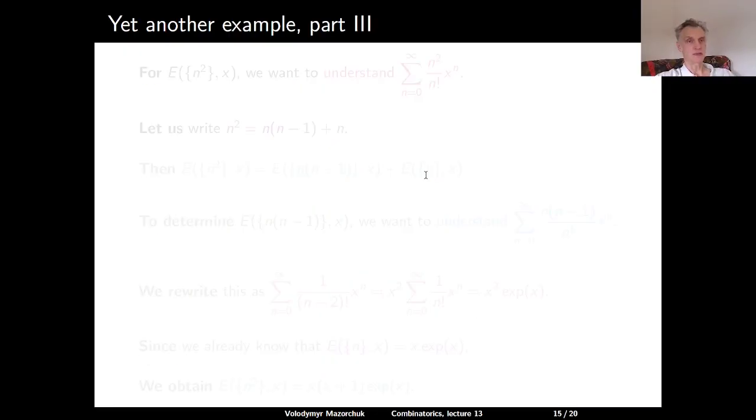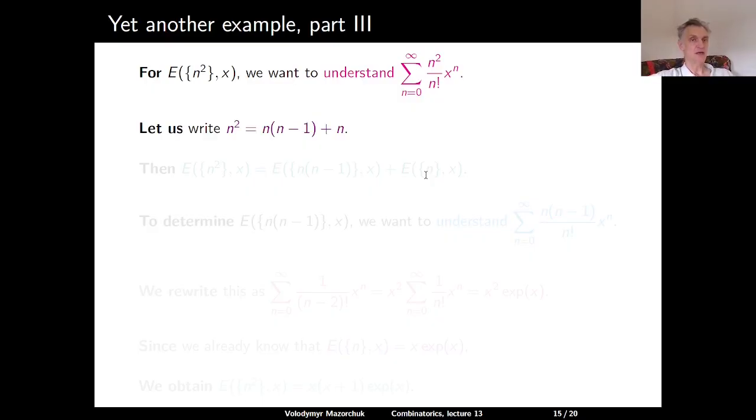Now let's look at the exponential generating function for the sequence. So we want to understand the sum over all n squared divided by n factorial times x to the power n. Let us write n squared as n times n minus 1 and then plus n. Then the exponential generating function for n squared equals the exponential generating function for n times n minus 1 plus the exponential generating function for n. And the second one we already know.